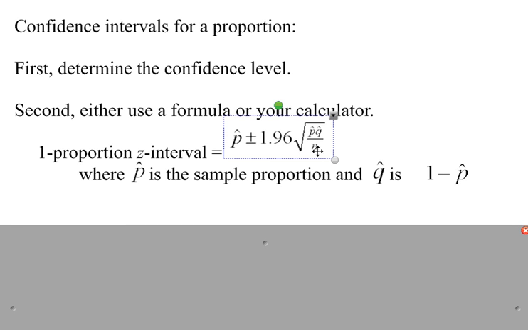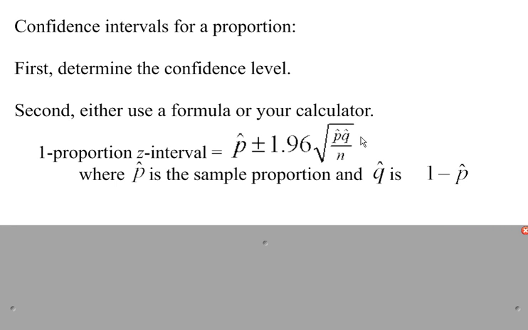Okay. Why don't you jot this formula down? Again, we're going to let our calculator do most of the work for us. We should have this anyways. We should have this as well. So what we're calculating is what's called a 1 proportion Z interval. And let me walk through this formula. We've got P hat. That's our sample proportion. So if we survey 100 people and we get 40% to say yes to some survey question, P hat is 0.4. Plus or minus, there's that number 1.96 again.